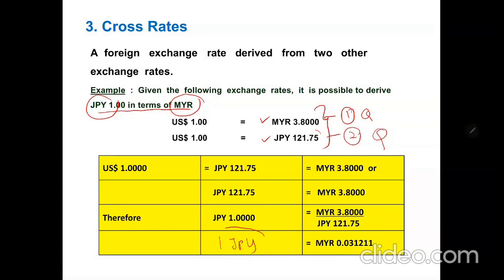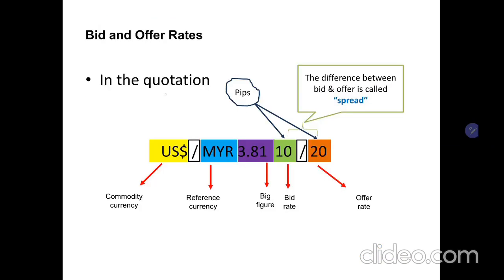Meaning that the Japanese yen is a commodity currency, while the Malaysian ringgit is considered a reference currency. Cross rates mean that we derive a quotation based on two different quotations. In a foreign exchange quotation, there are two prices. First, we call it the bid or buying price, while the other refers to the offer, which is the selling price. Buying and selling price are from the perspective of the bank.